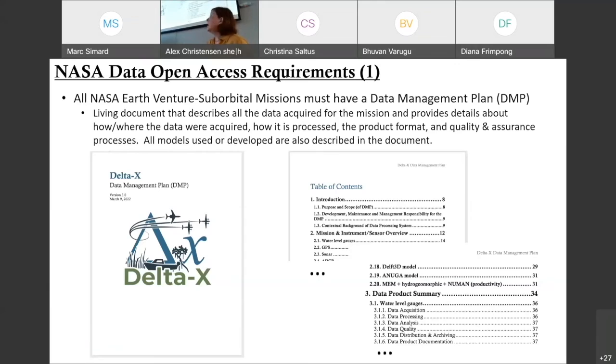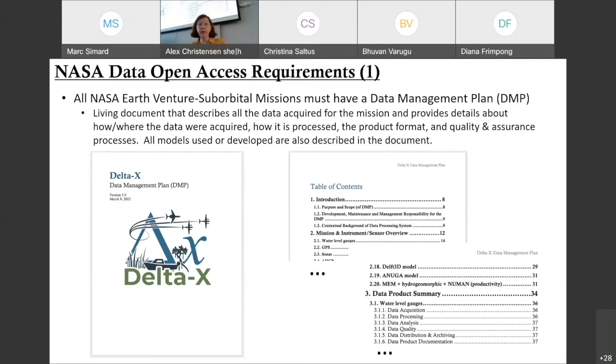NASA has a policy that all Earth Venture Suborbital missions have to have a data management plan. And that means that they have to provide details about how the data was acquired, where they have to provide the data, they have to provide information about how the data was processed, about the quality of the data, and it all has to be available free and open access.